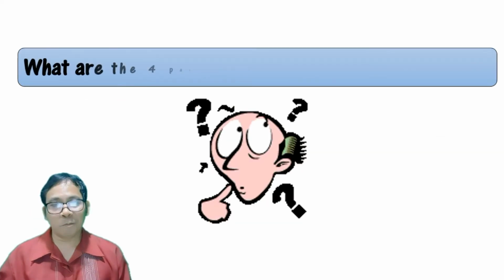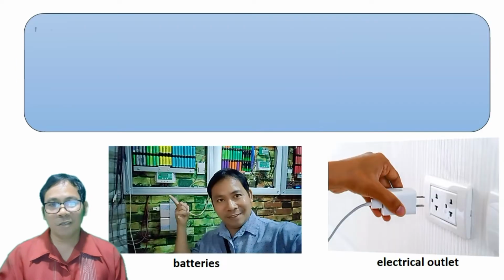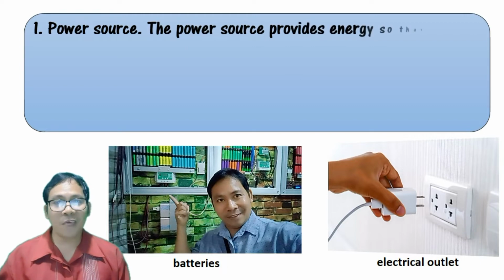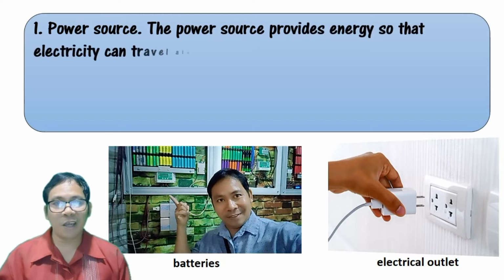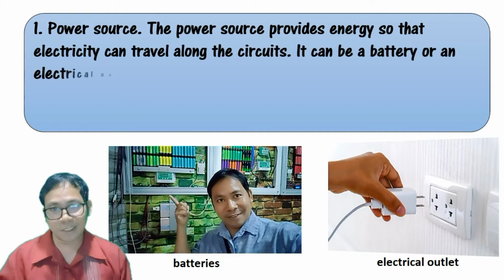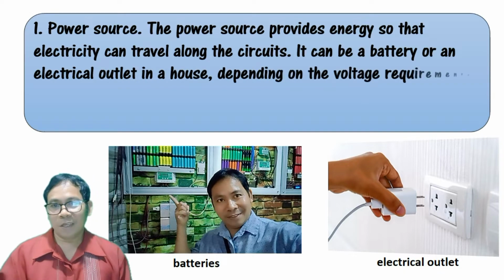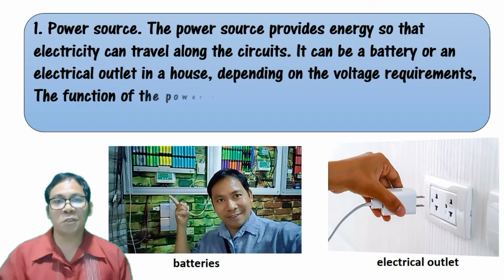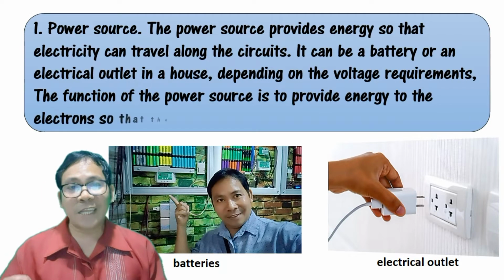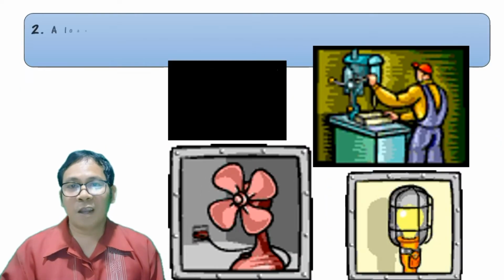What are the 4 parts of a simple electrical circuit? Number 1. Power source. The power source provides energy so that electricity can travel along the circuit. It can be a battery or an electrical outlet in a house, depending on the voltage requirements. The function of the power source is to provide energy to the electrons so that they can move in the circuit. Number 2. A load.